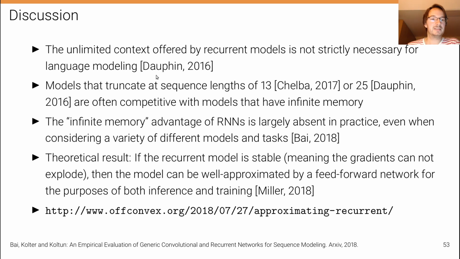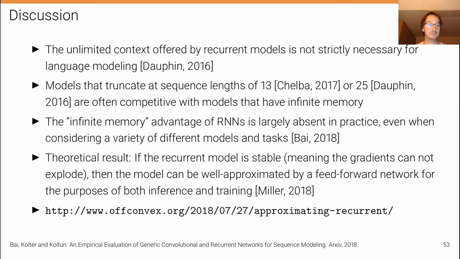Dauphin in 2016 found that the unlimited context offered by recurrent models is not strictly necessary for language modeling. For instance, models that explicitly truncate the input sequence length at 13 or 25 are often competitive with models that have infinite memory, which indicates that maybe in theory the models with infinite memory are better, but in practice they don't utilize infinite memory, or for these particular tasks infinite memory is not necessary. This has also been observed by Bai et al. in 2018. They say the infinite memory advantage of RNNs is largely absent in practice, even when considering a variety of different models and tasks. So it seems like these temporal convolutions are a real alternative to recurrent networks in many situations.